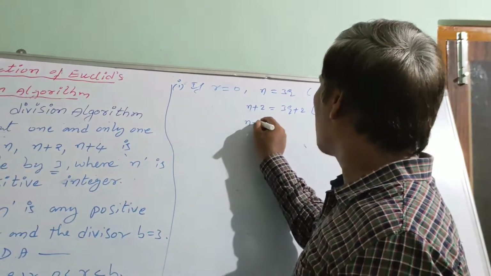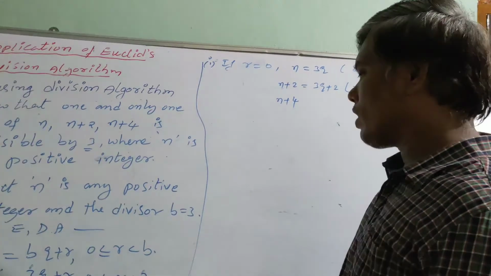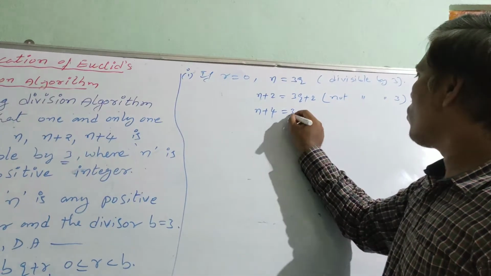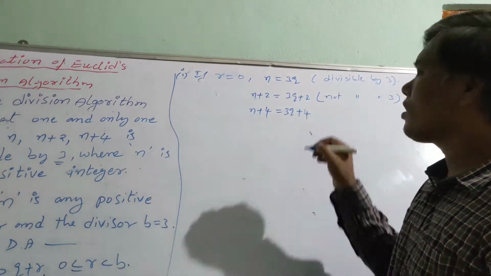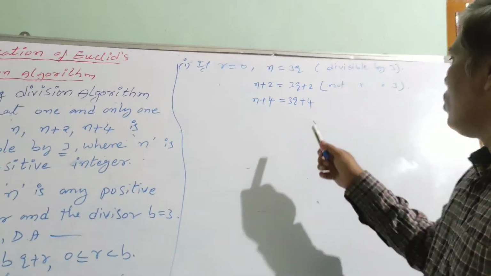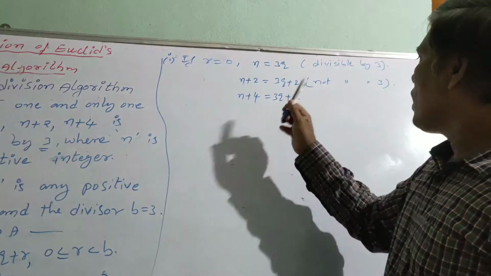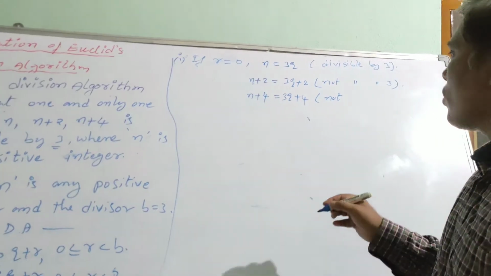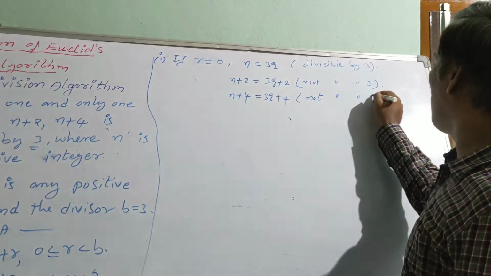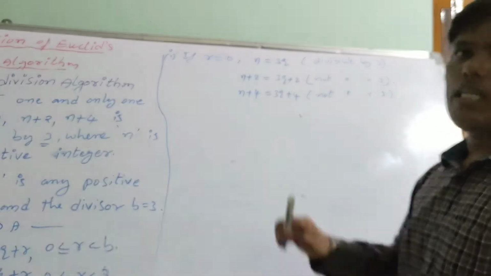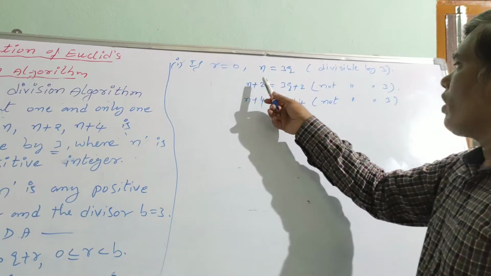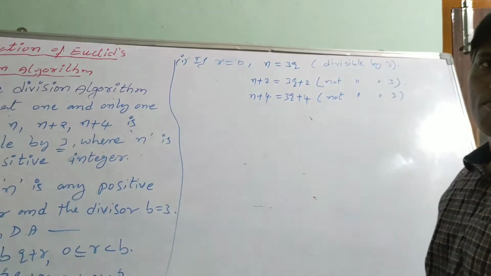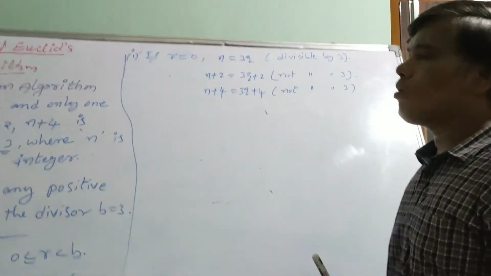And next one, n plus 4. So n is equal to 3q, then n plus 4 is equal to 3q plus 4. Here also you can't take 3 common, so it is also not divisible by 3. So in the case of remainder 0, out of n, n plus 2, n plus 4, only n is divisible by 3. Only 1 is divisible by 3.